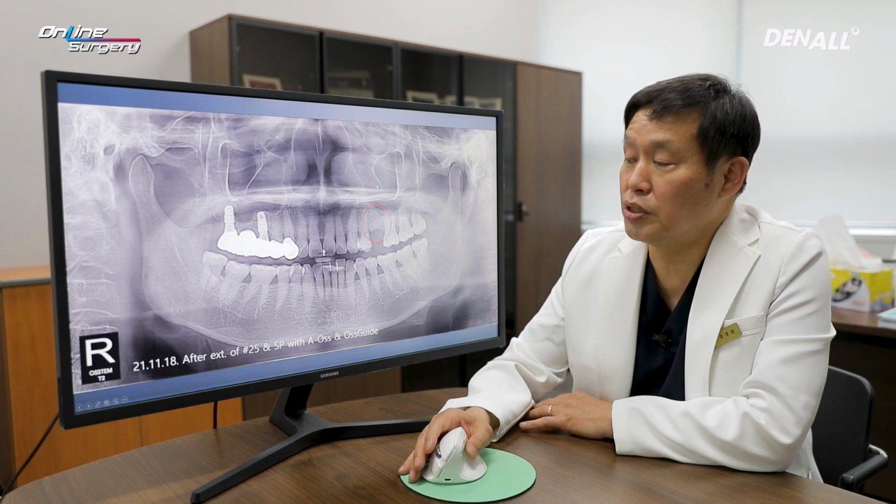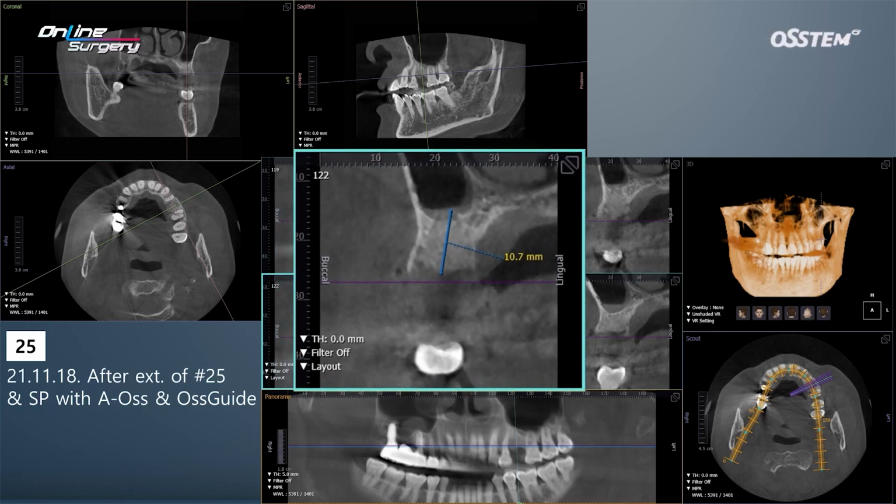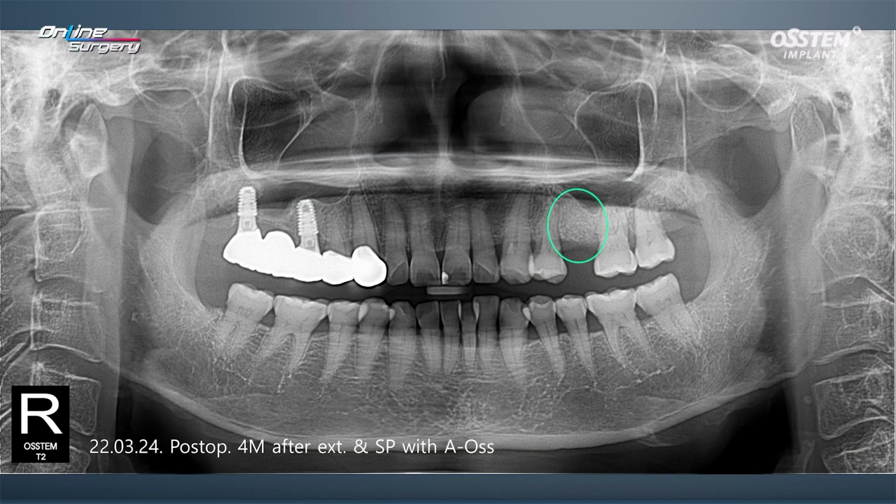Socket preservation was done, and this is the panoramic x-ray right after. In the area where there was bone defect, you can see the A Oss has been grafted. On CT, you can see that in the area where there was palatal defect, the A Oss has been grafted and socket preservation has been done. This is the panoramic x-ray after 4 months. On the panoramic image, you can see that there has been no major change since socket preservation.